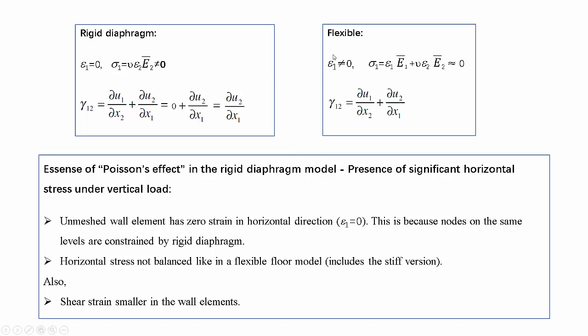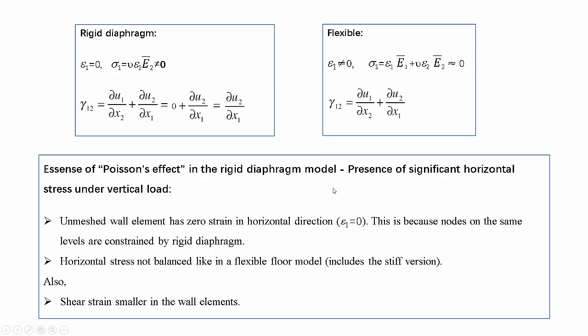Well, in the flexible model, due to the fact that these two terms have opposite signs, they tend to cancel each other out. So the horizontal stress will be close to 0 for most of the wall elements. I think this is the essence of the Poisson's effect in the rigid diaphragm model, where there is a non-ignorable horizontal stress under vertical load alone.